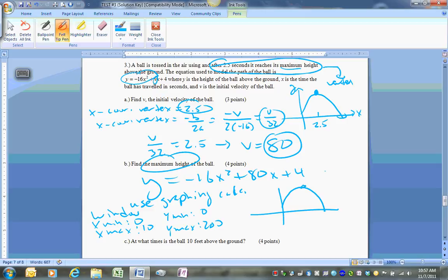you should be able to find the maximum by going to second, trace, option 4. It's going to ask for a left boundary, so move to the left. It's going to ask for a right boundary, move to the right. Ask for a guess, so hit enter. And if I do it here real fast, just got to be a little bit patient. Left, right, hit enter again. Say 2.5 comma 104. So the maximum height is obviously 104.